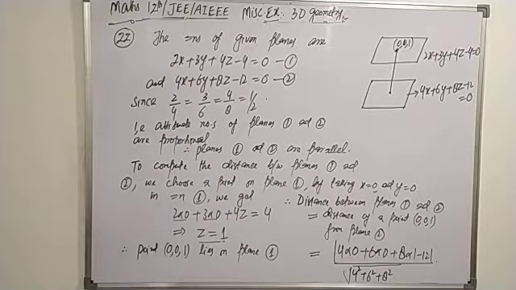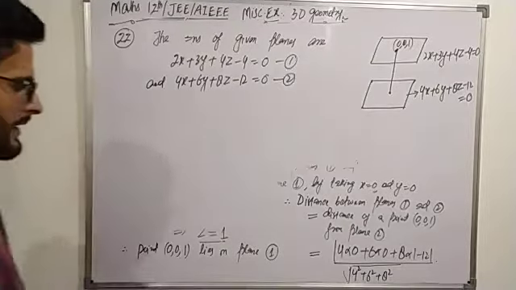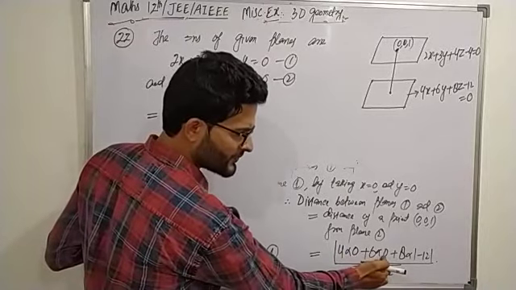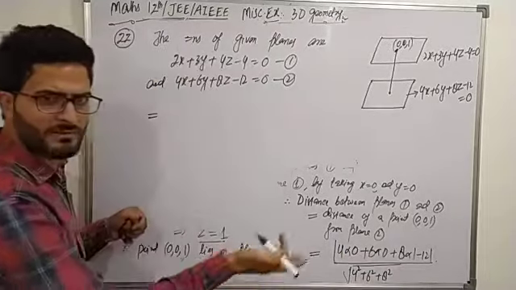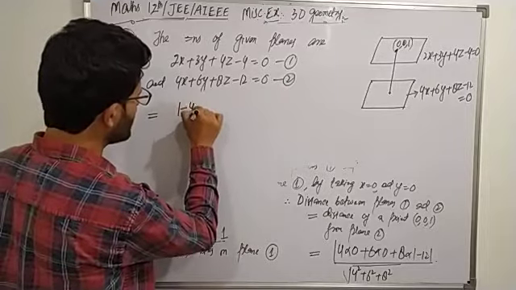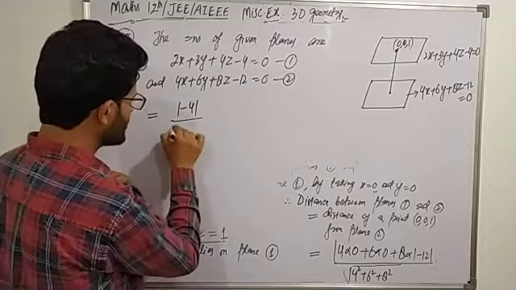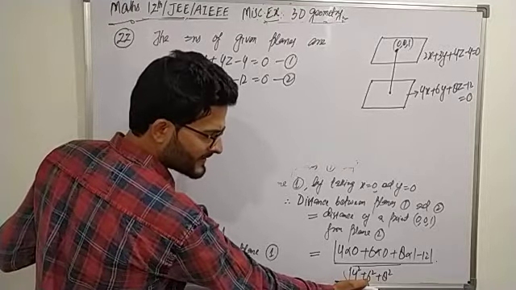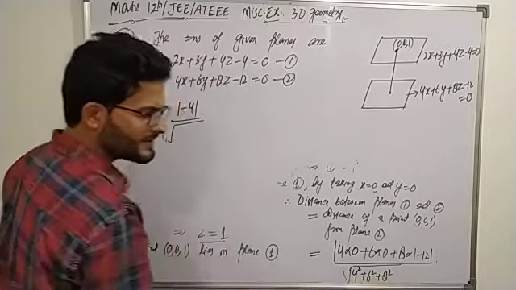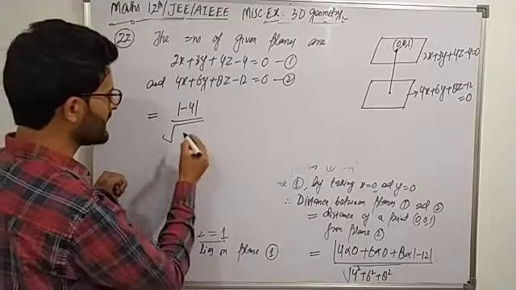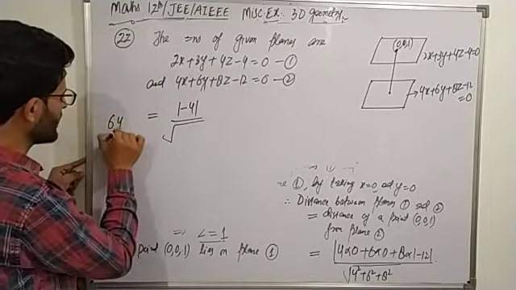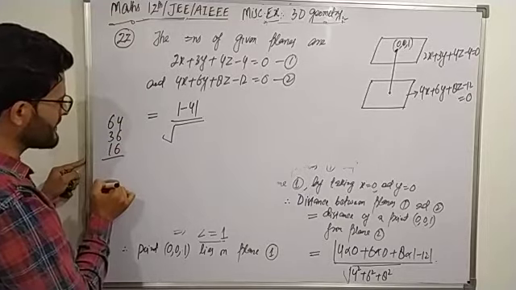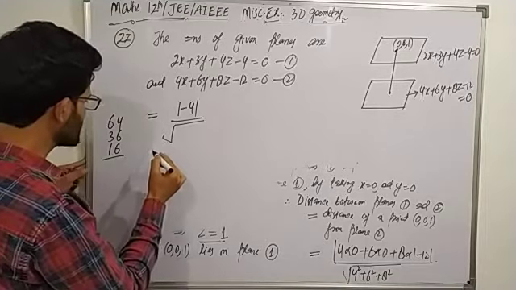So that must be further equal to mod of 4 into 0, that is 0, 6 into 0, that is 0, 8 into 1, that's 8, 8 minus 12, that's mod of minus 4 divided by square root of 4 square, that is 16, 6 square, that is 36, 8 square, that is 64. So that will come out to be 64, 36 and 16.